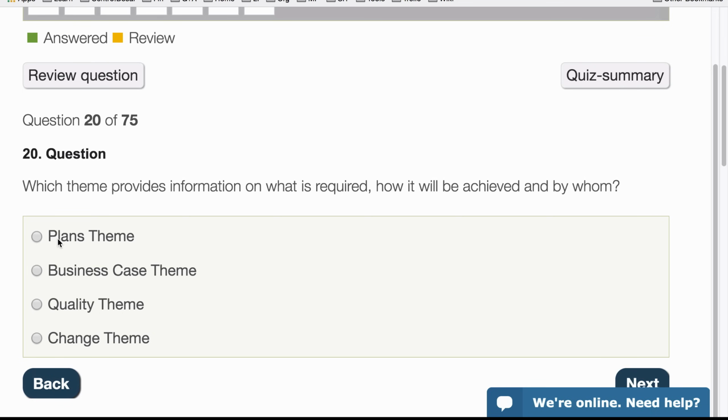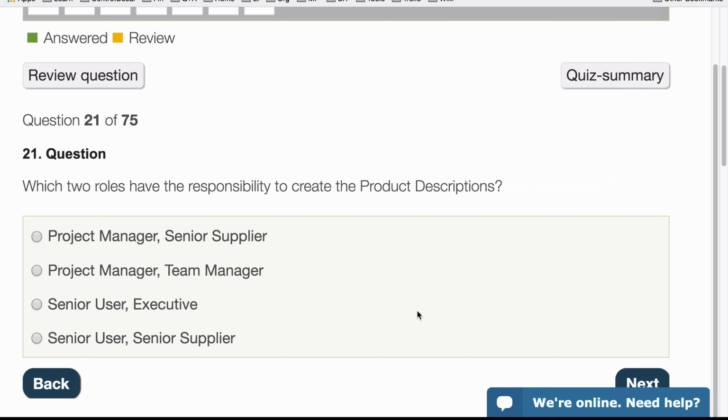Okay, so the plans team has got a lot to do with this because it's about who, what, and the timing. Is it the business case team? No. The quality team? No. The change team? No. So in this case, it's the plans team because it outlines what's required, because it lists all the product descriptions as well. So let's click next.